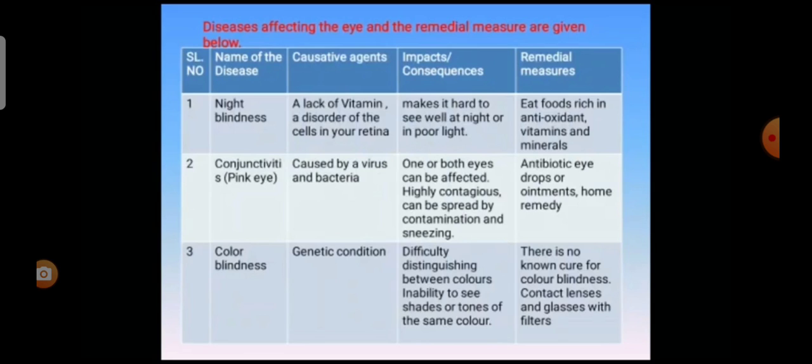The last type of disease is color blindness. It is a genetic condition. The impacts are difficulty distinguishing between colors, and inability to see shades or tones of the same color. The remedy: there is no known cure for color blindness. Contact lenses and glasses with filters can help.